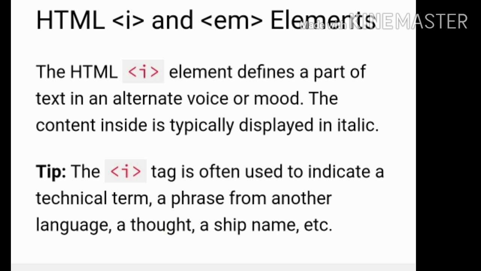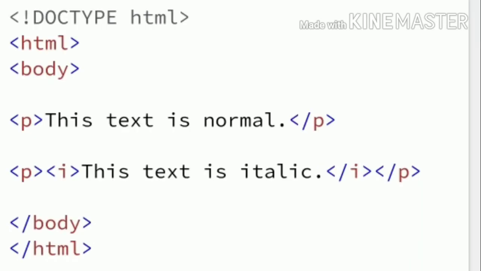Generally, the I tag is often used to indicate a technical term, a phrase from another language, a thought, a ship name, etc. You can write any content at the particular point. You can use the I tag for a technical term, for example, a phrase from another language, a thought, a ship name.